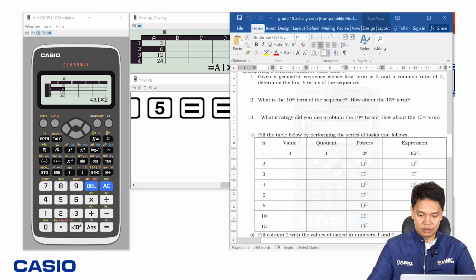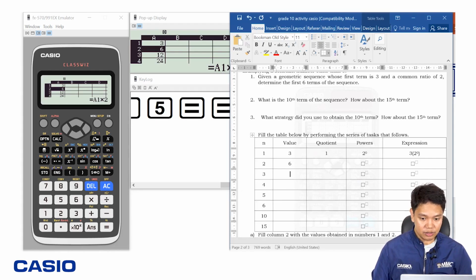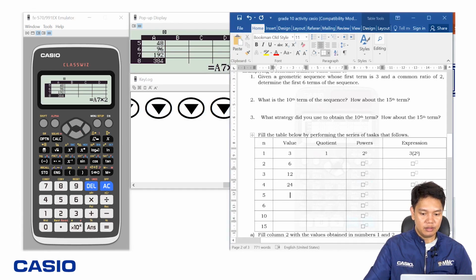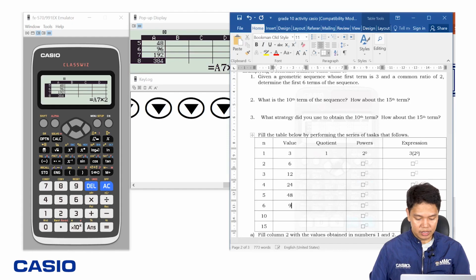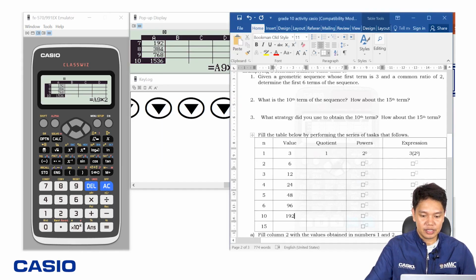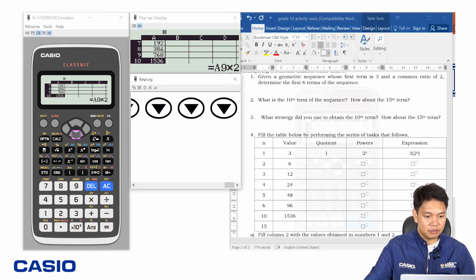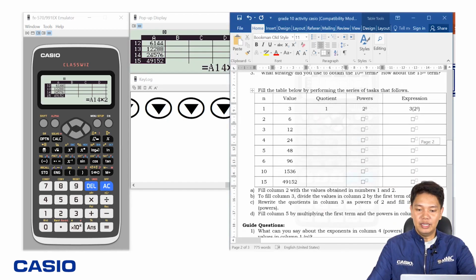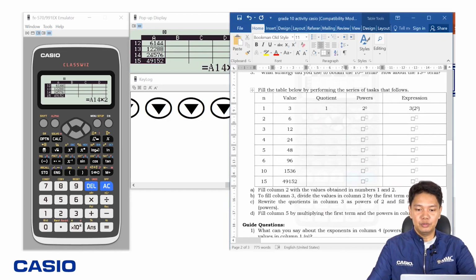Copying the data, on our table we have 6 and then 12 and then 24 and then 48, 96, 192. The 10th term will be 1536 and the 15th term is 49,152. We want our third column to be the quotient of the terms of the geometric sequence and 3.